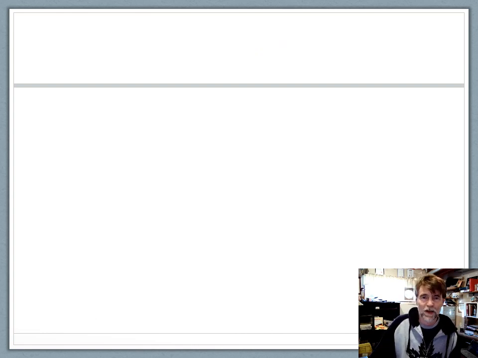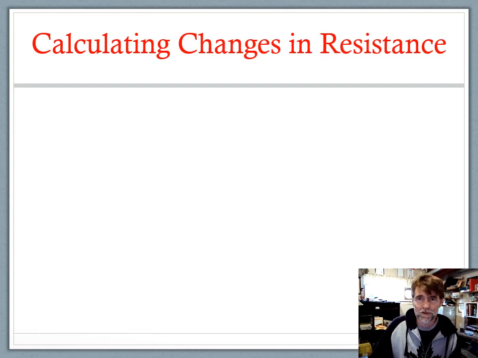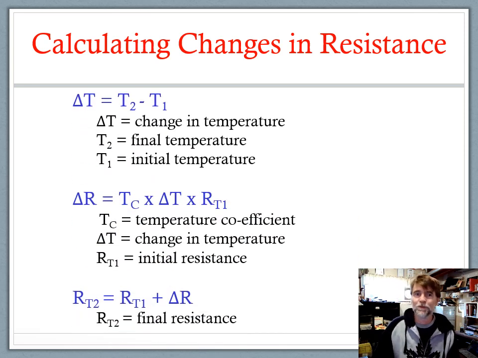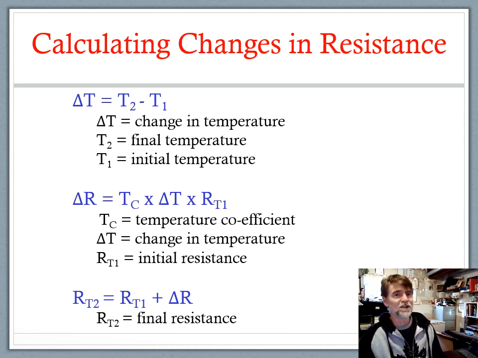All right, let's try to do some math on this. How do we go about calculating temperature coefficient? Calculating changes in resistance. Here are the 3 equations, so let's look at them. First thing we need to figure out is what is the change in temperature. This triangle in front of the T, we call this delta, and delta T, delta anything means the change in that thing.